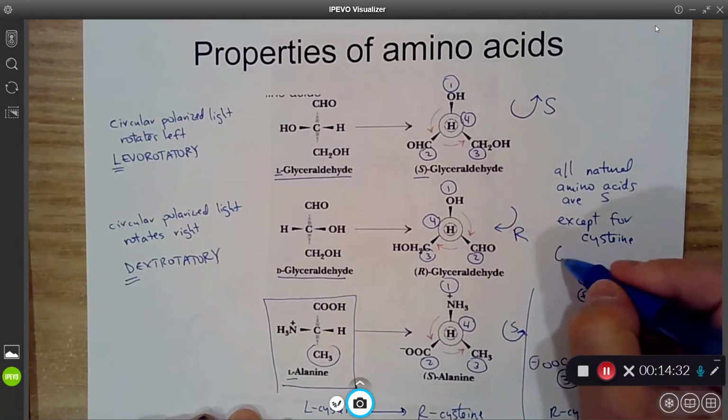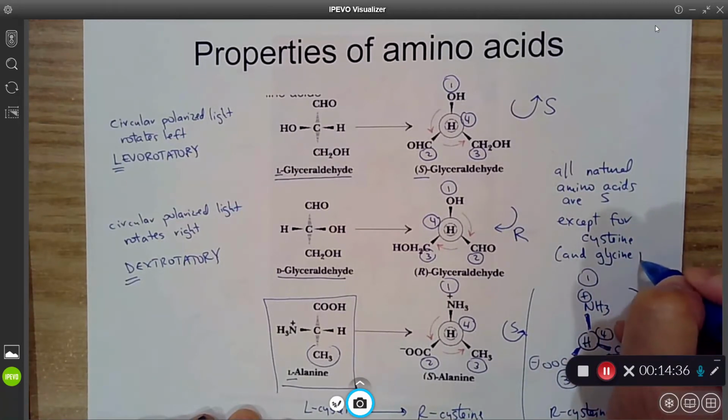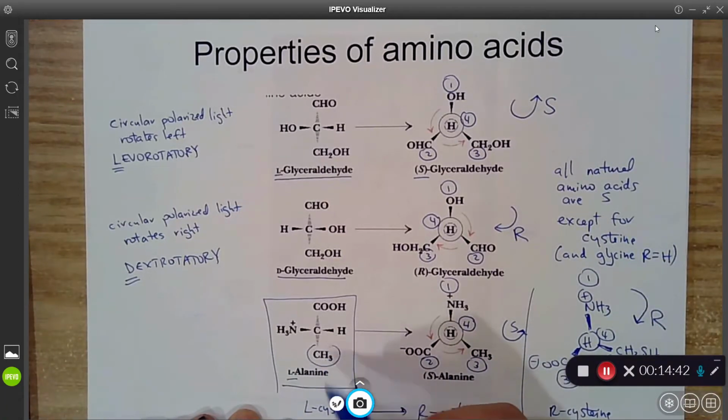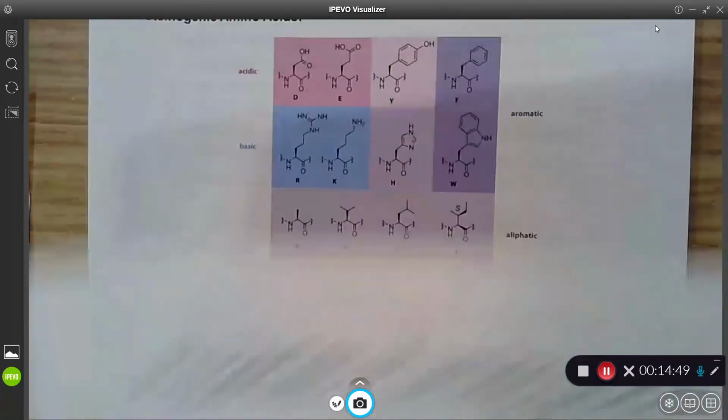Okay, and there's another exception, glycine, because glycine has R equal to H. Okay, so as soon as you have R equal to H, that would mean that you lose that stereocenter. All right, so those are just some of the properties of amino acids.